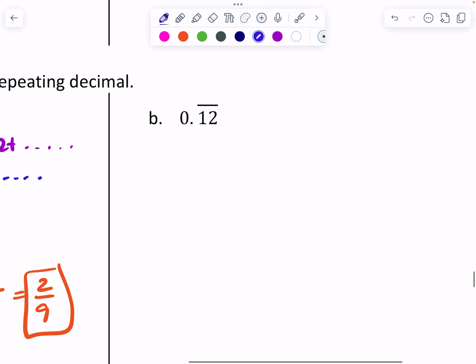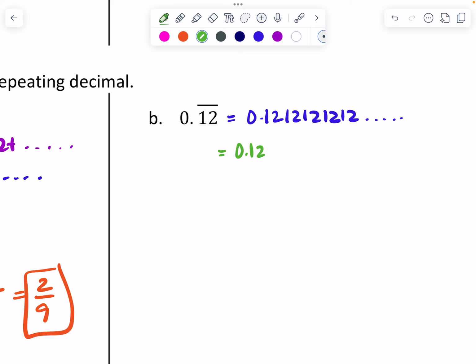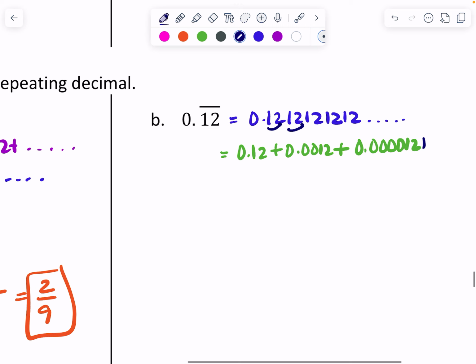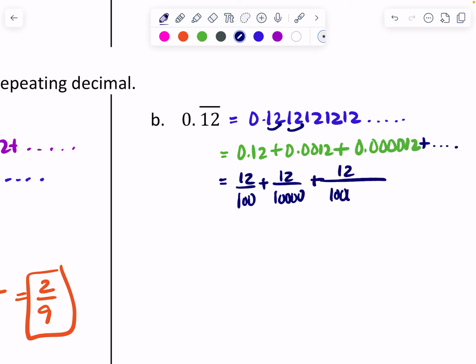Let's try this one. I hope you like the idea. It's kind of cool. 0.1212 repeating. That's what this is, right? Let's rewrite it as a sum of some numbers. Since it's going every other place, we have to add an even number of zeros every time, which is 12 over 100, then 4 zeros is 12 over 10,000, plus, and so on and so forth.